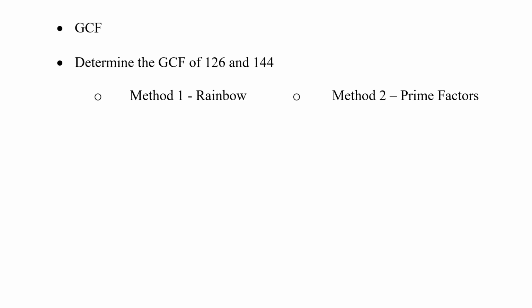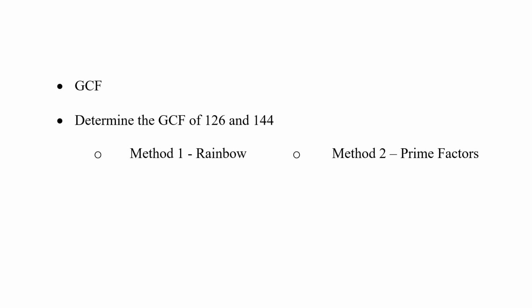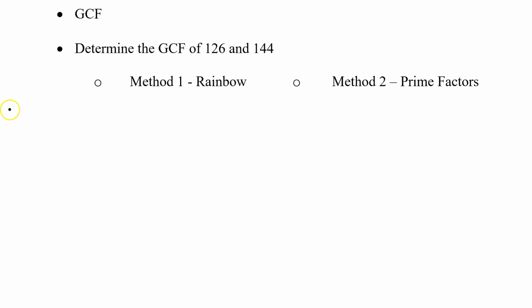So again, we got two methods here, the rainbow method and the prime factors method. Let's look at the rainbow method first. So I'm going to start by writing out my number, 126. Now this method may take a little bit of space, so I'm going to try to squeeze it way off to the left of my page. I'm also going to write out the second number, 144. I'm going to draw a little solid line here to know that's the numbers I'm dealing with.